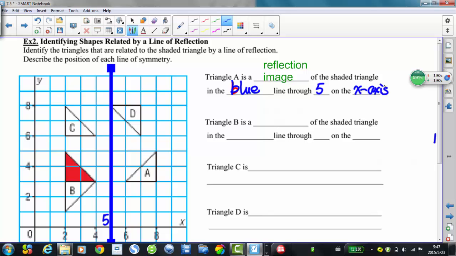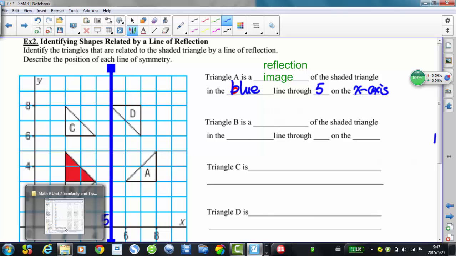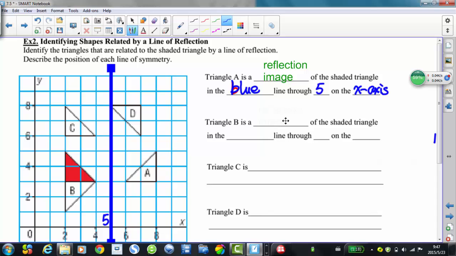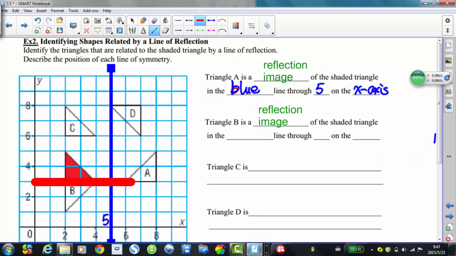Let's look at the relationship between the shaded triangle and triangle B. We can tell triangle B is a reflection image of the shaded triangle as well. Let's use a red line to show the line of reflection. So this line of reflection is a horizontal one, and right now I use the red color. So I will say triangle B is a reflection image of the shaded triangle in the red line.